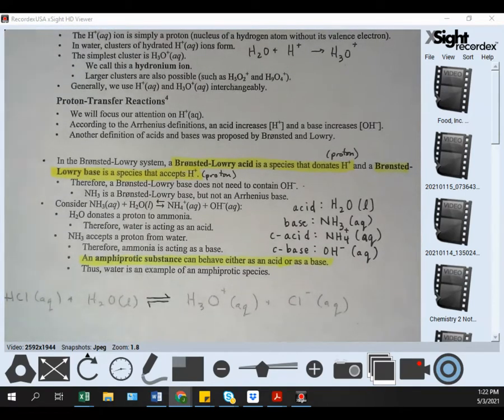So one side is going to be one, the other side is going to be the conjugate opposite. So if you start with a base, it turns into a conjugate acid. If you start with an acid, it turns into the conjugate base. Everybody okay with that idea?